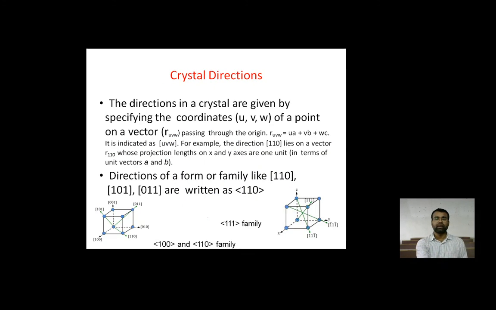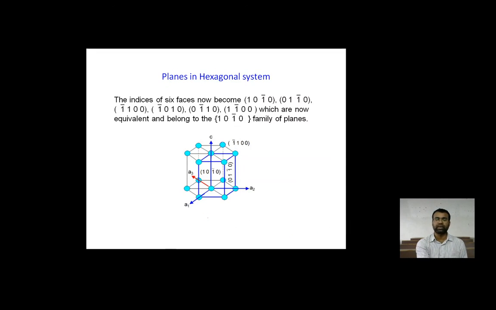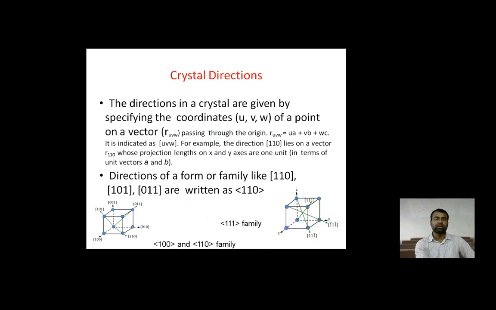Now, as we discussed the point coordinates or the crystal directions, how these directions are showing and how these things are happening. So before proceeding, we need to conclude all these structures and arrangements that we get from the point coordinates. We define the arrangement of the indices or the arrangement of the points. Now we will discuss in which direction these are all moving. So the direction in a crystal is given by specifying the coordinate u, v, w of a point on a vector r, u, v, w passing through the origin.